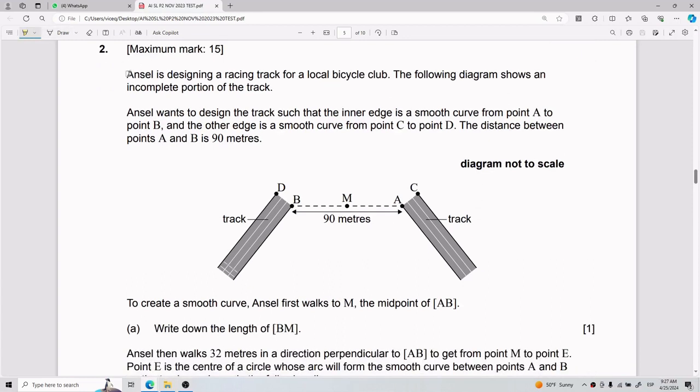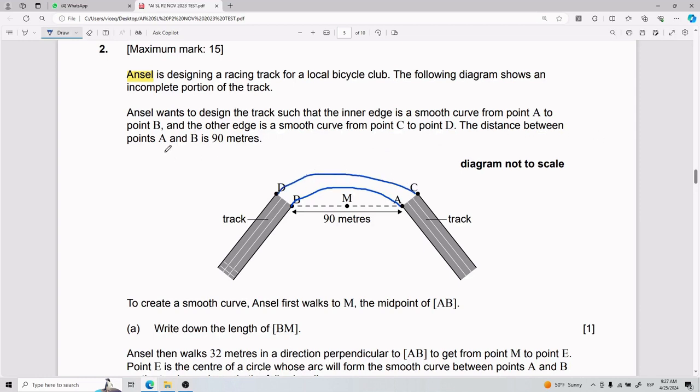Number 2, we have our good old friend Ansel, who's designing a racing track for a local bicycle club. The following diagram shows an incomplete portion of the track. And so clearly the incomplete portion is something that goes like this in order to connect the two tracks, right? And so Ansel wants to design the track such that the inner edge is a smooth curve from point A to B, which is what I put earlier, and the other edge is a smooth curve from point C to D.